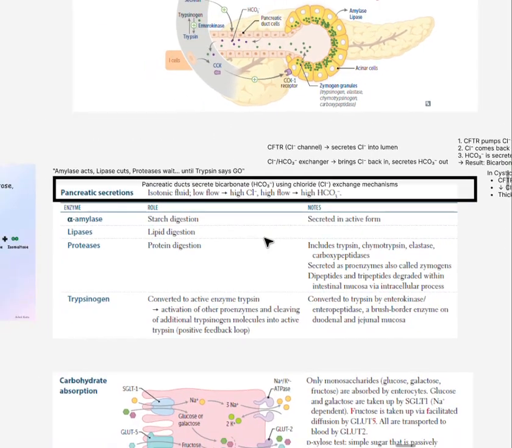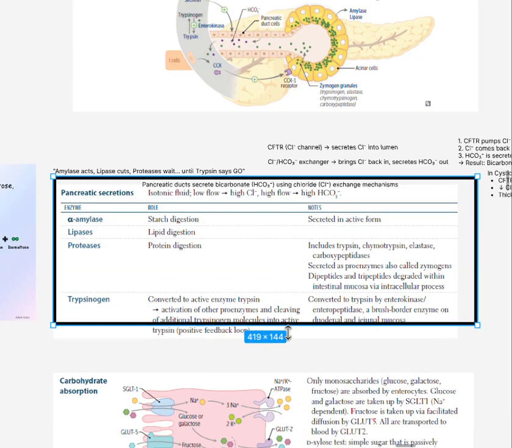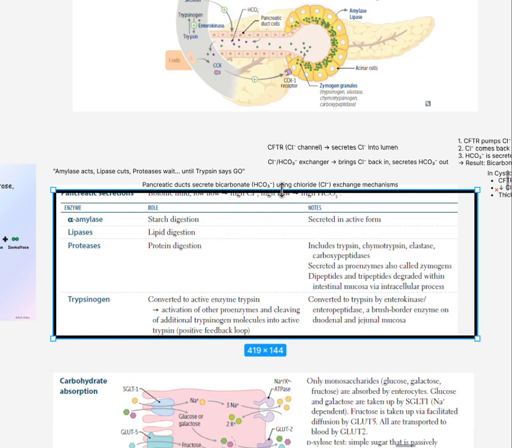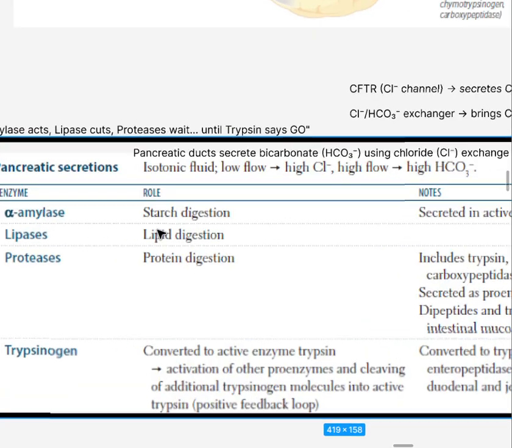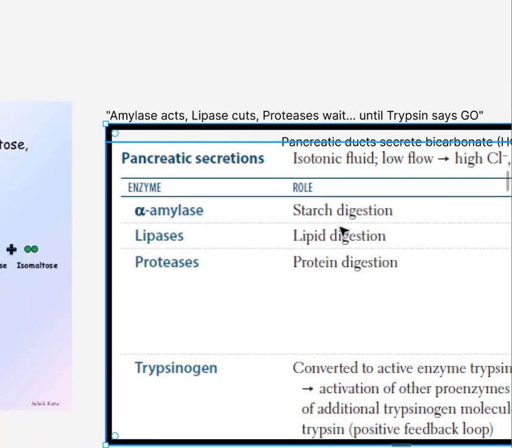Now, we have some enzymes here. All these enzymes are pretty important. The pancreatic secretions basically secrete alpha amylase for starch digestion. For lipid digestion, it secretes these lipases, but it also takes help of the bile salts and the bile acid. The bile fluid, and also it secretes the proteases. The proteases are most important.